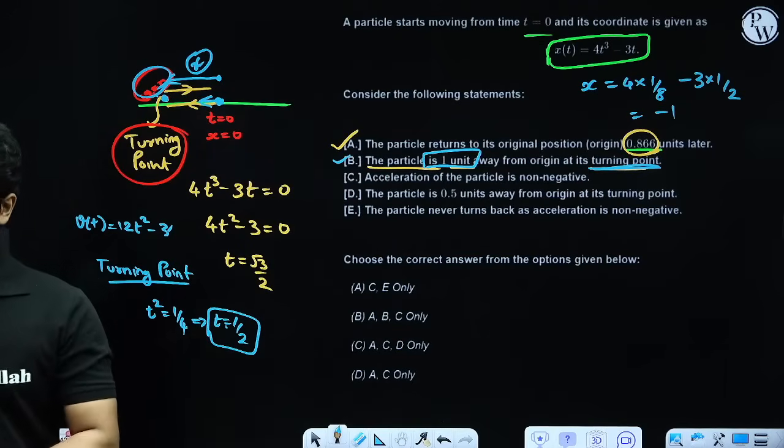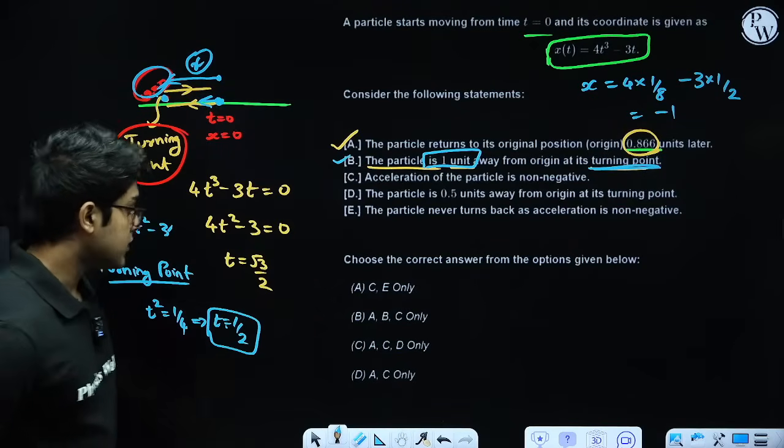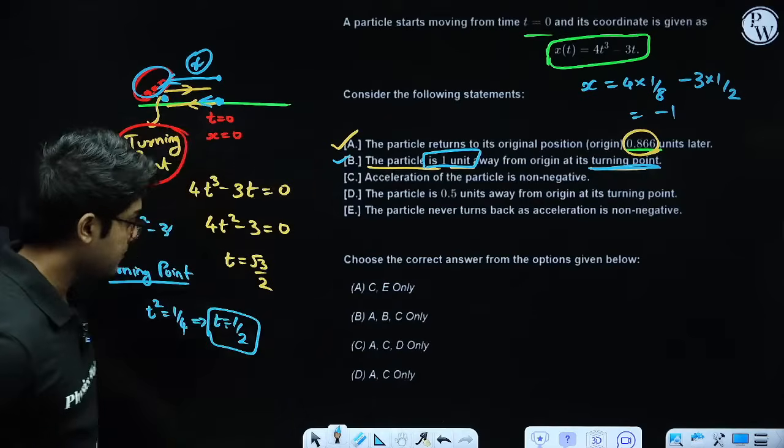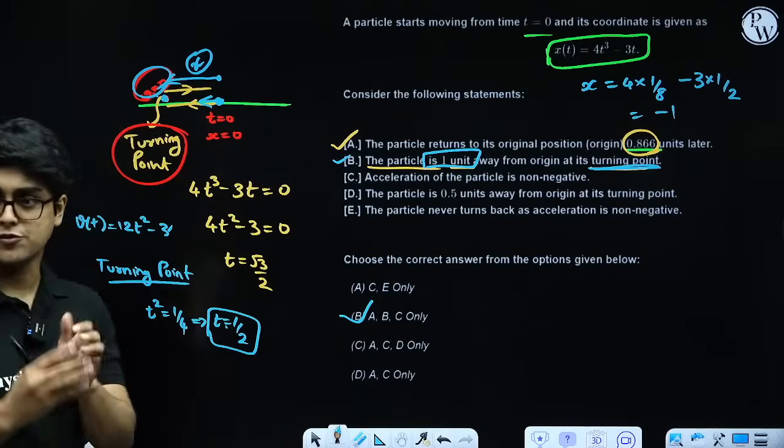Option 4, C option 2. Oh, okay, you're talking about this. So yeah, we'll see. A and B are correct. So I guess it should be B option. Right, it should be B, I guess.